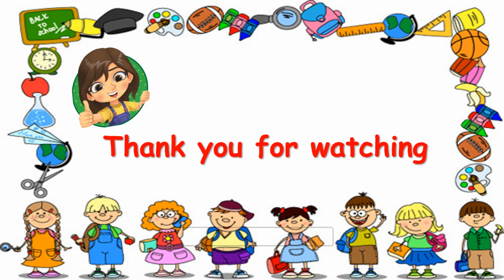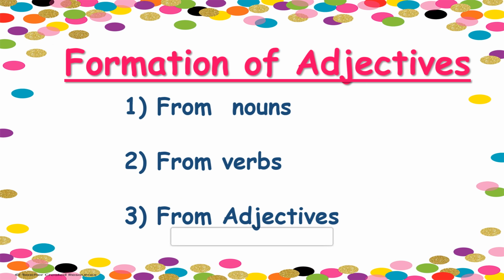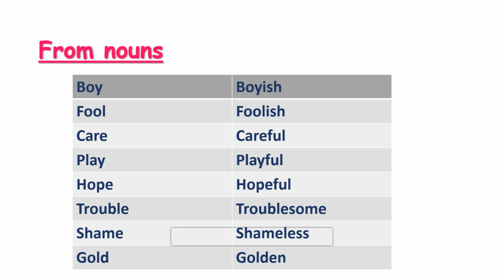So, students, till now we have discussed these types of adjectives. In today's video, I'm going to discuss with you all, as I've already told you, the formation of adjectives. So, adjectives can be formed in three ways. First one, from nouns, then from verbs, and then from other adjectives. Now, we'll see how they are formed. First one, from nouns.